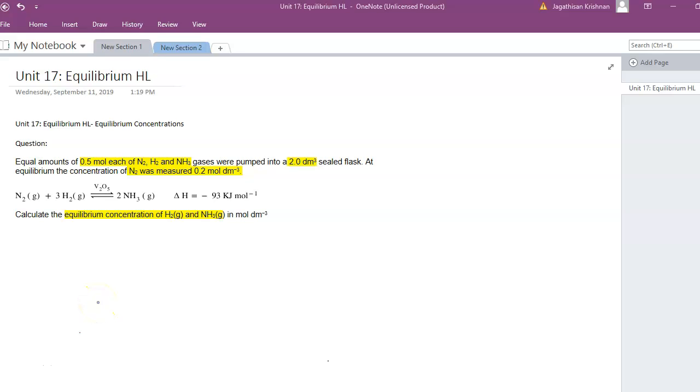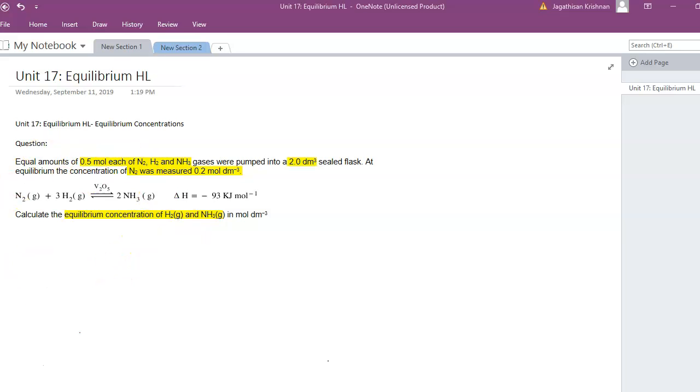This video is about equilibrium. In this video, we will learn how to find equilibrium concentrations. Essentially, we are finding the concentrations of the reactants and products at equilibrium. So looking at the equation here, I think we're quite familiar with it.